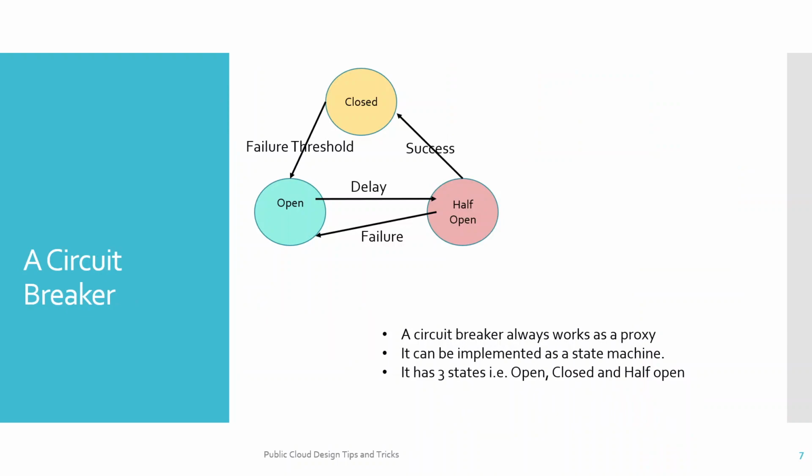So this is another typical scenario where you will get a choking scenario. Now, what is a circuit breaker here and how does it solve the problem? A circuit breaker always works as a proxy. We have already discussed that, and it can be implemented as a state machine. Ideally, there are three states in a circuit breaker: closed state, open state, and half open state. Now, let's discuss how the states work.